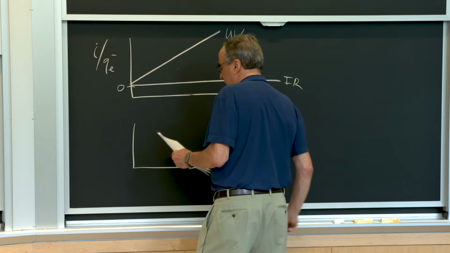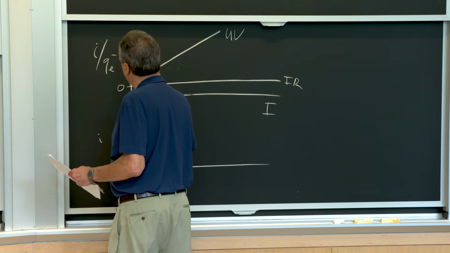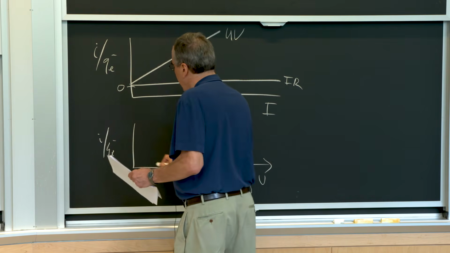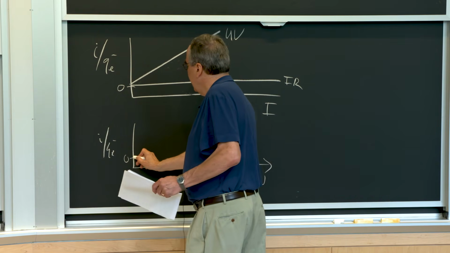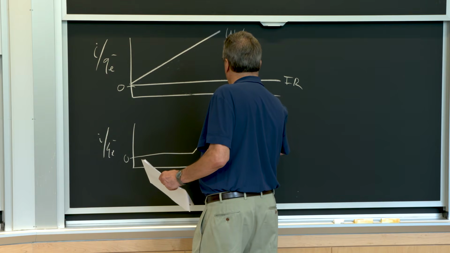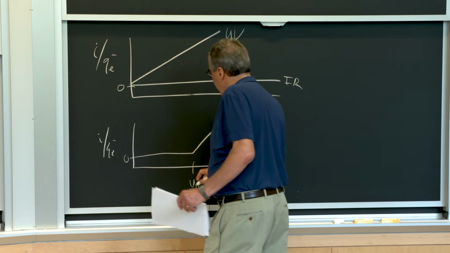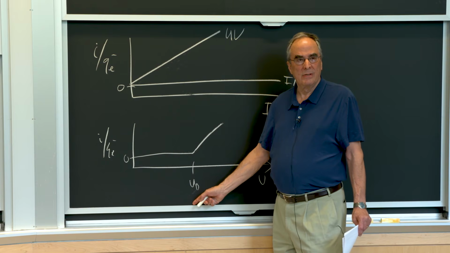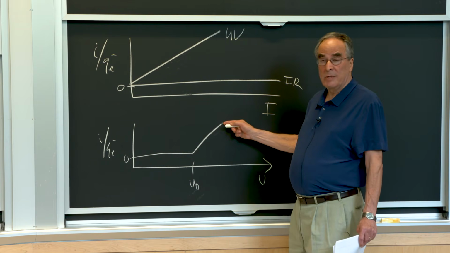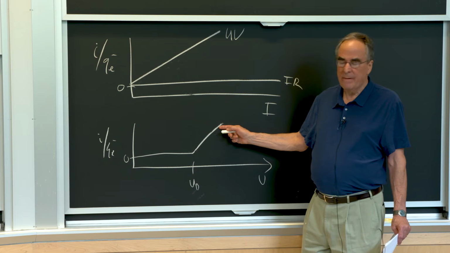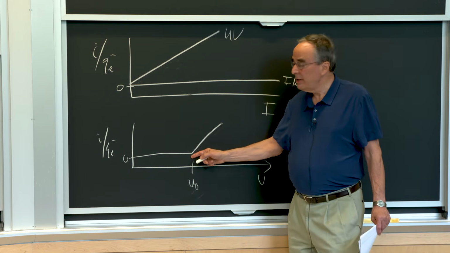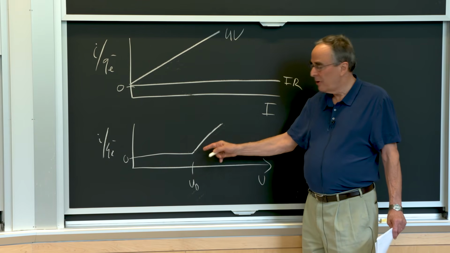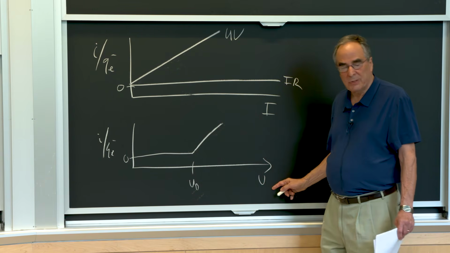We can also do something like this, where we again ask, what is the current divided by the charge of the electron versus frequency? And again, we have 0 here. And what we see is nothing up until some critical point. And then this is some special frequency, which is different for every metal. And then all of a sudden, we start getting electrons. And this increases linearly, or at least for a while, increases linearly with the frequency.